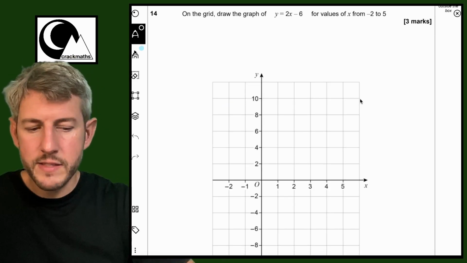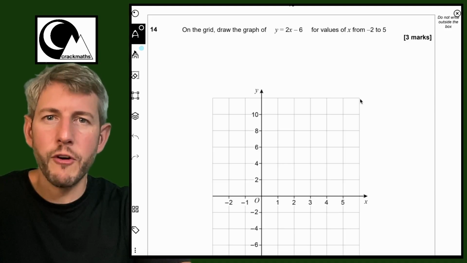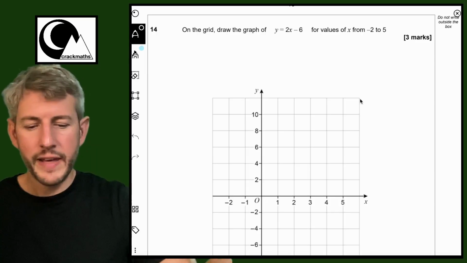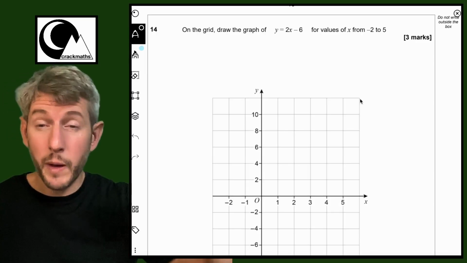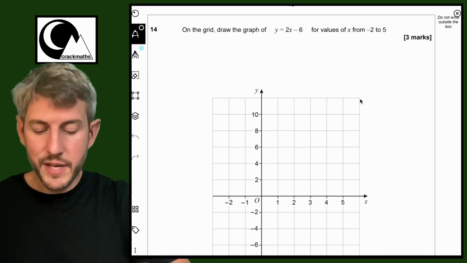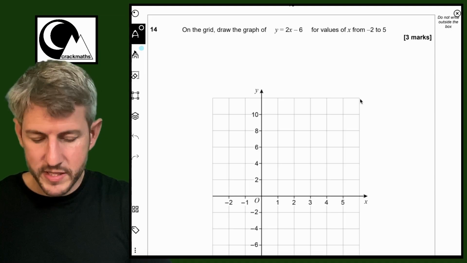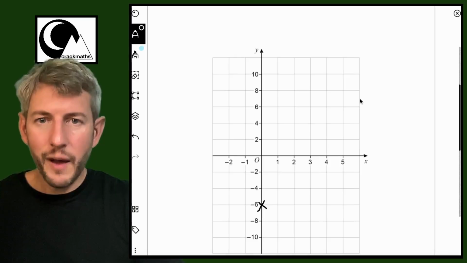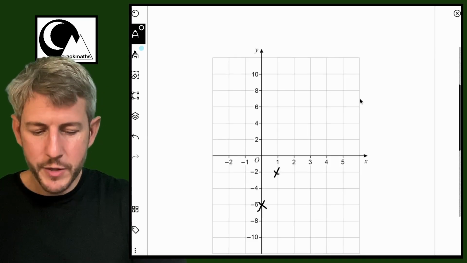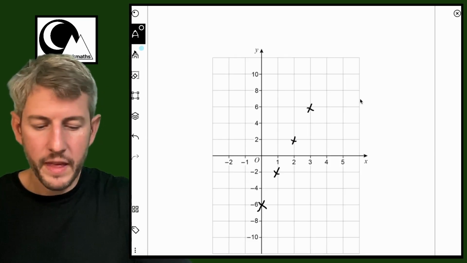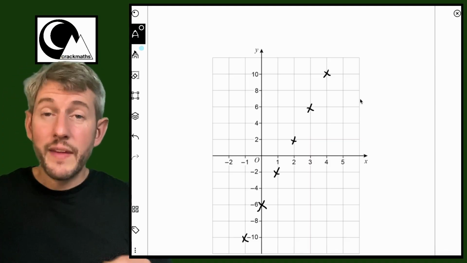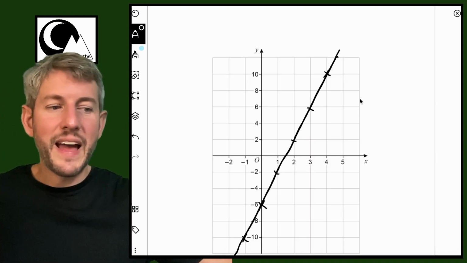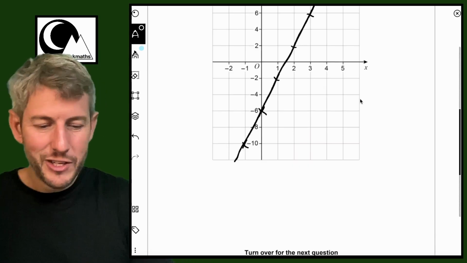So question 14 says, on the grid, draw the graph of y equals 2x minus 6 from minus 2 to 5. Okay, so 2x means it's going up 2 every time, and minus 6 means it crosses the y-axis at minus 6. So I'm going to put my first point here at minus 6, and now what I'm going to do is I'm just going to go up every 2 and put a cross here, there, there, there. And then I'm going to use my ruler to join these up. And that is that line drawn. Let's have a look at the next question.